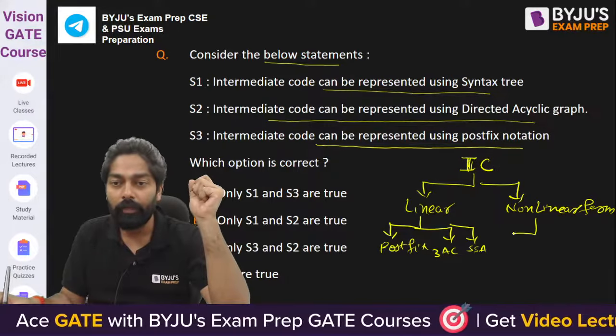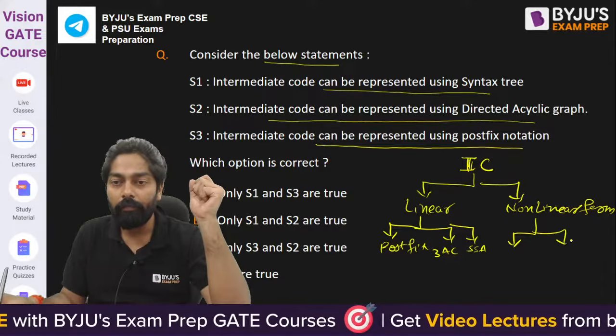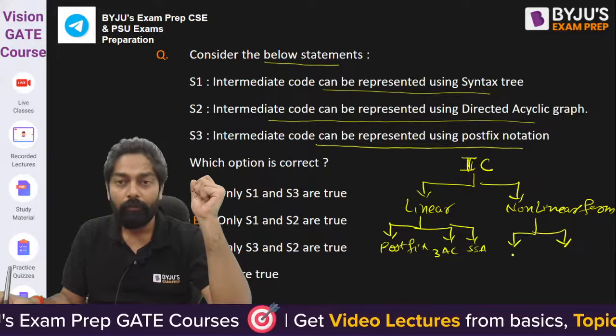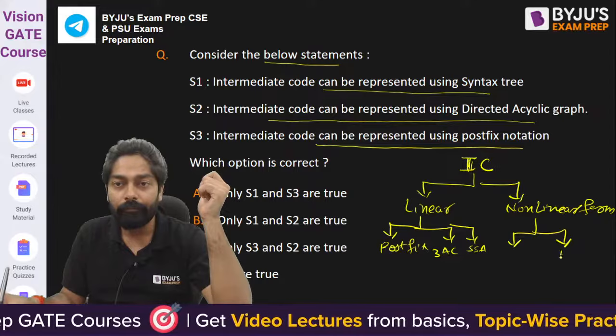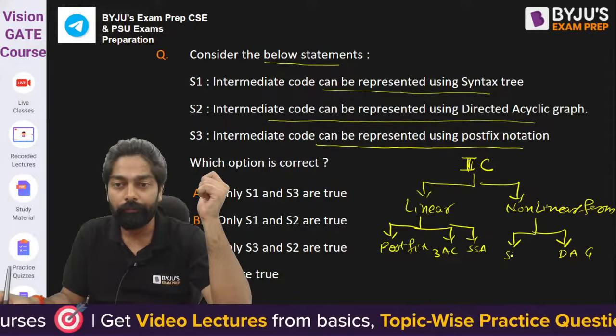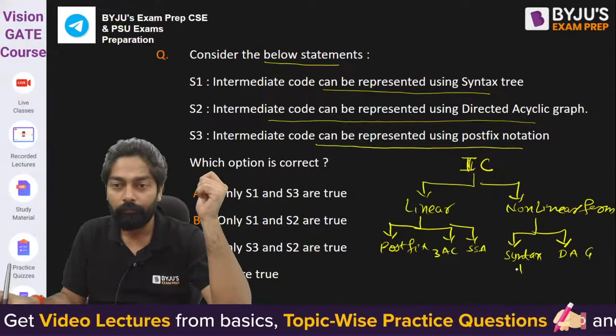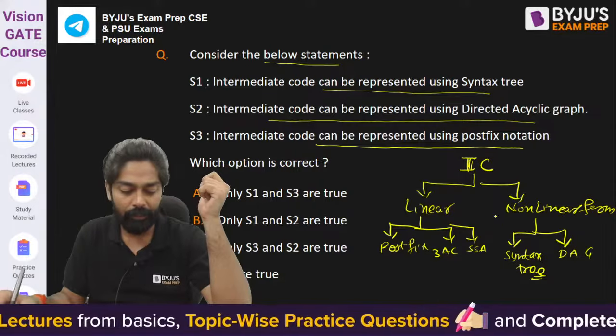And in non-linear, what do we have? We have DAG and we have syntax tree.